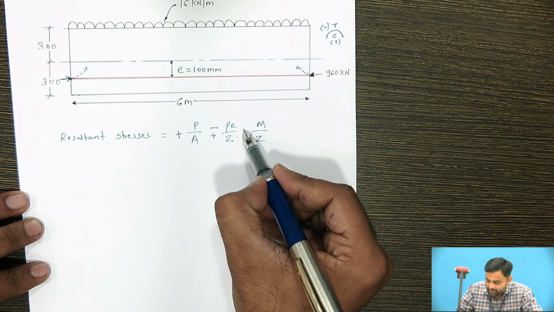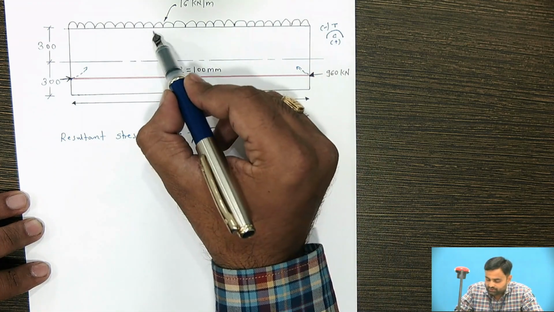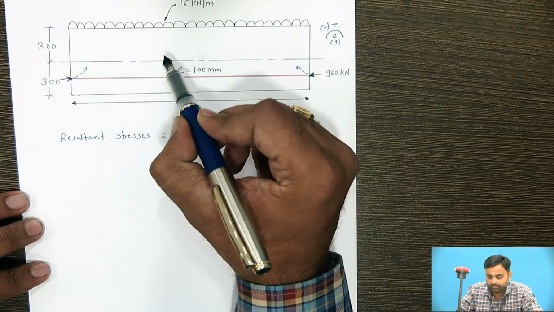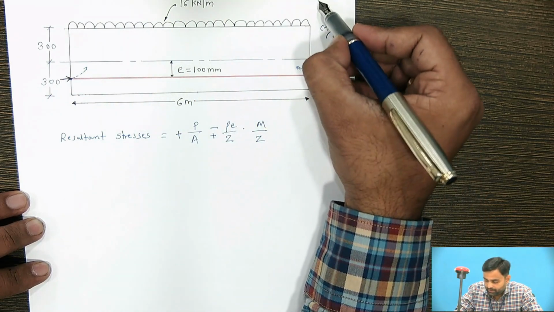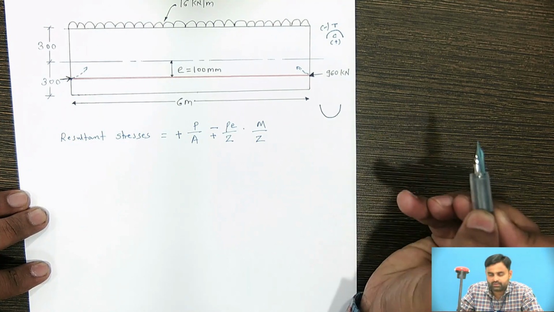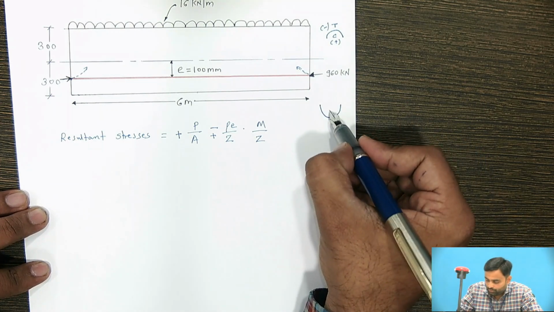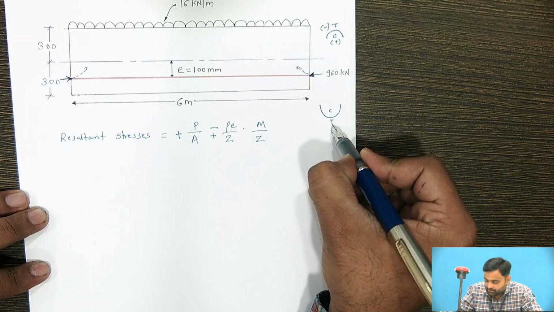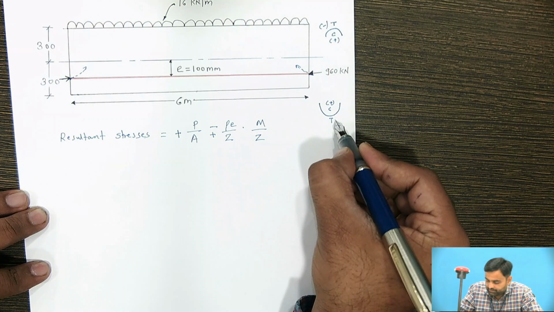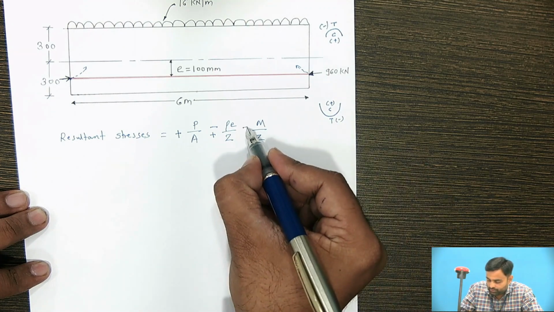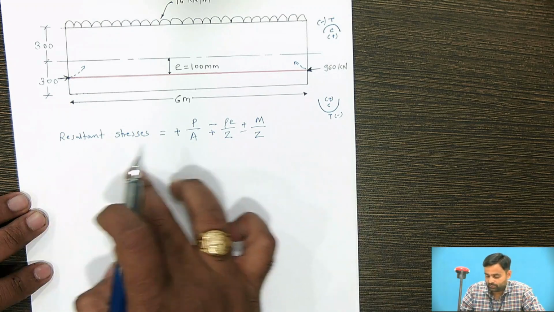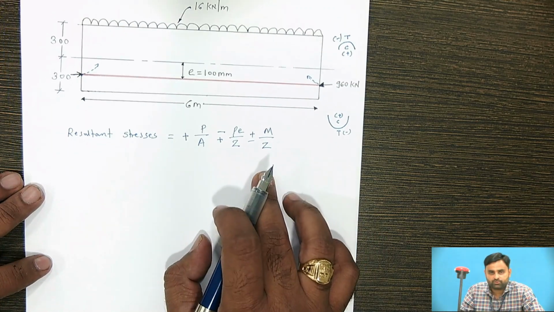Then M by Z is due to this load. Here you can see 16 kilonewton meter load is acting over the beam. So due to this load, the bending profile of the beam will be like this. It is like a sagging profile. So compression is at the top, tension is at the bottom. So plus will be at the top, minus is at the bottom, so it is plus and minus. In this way the resultant stresses are calculated in this stress concept.